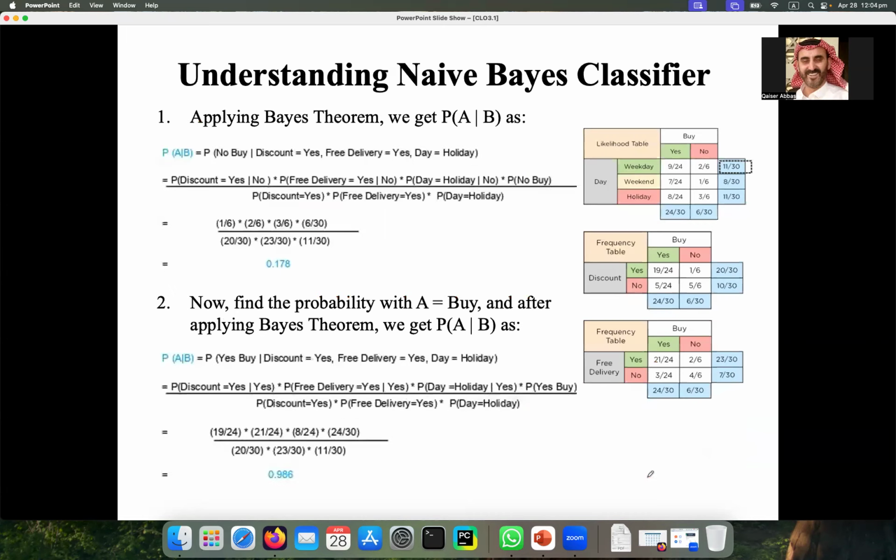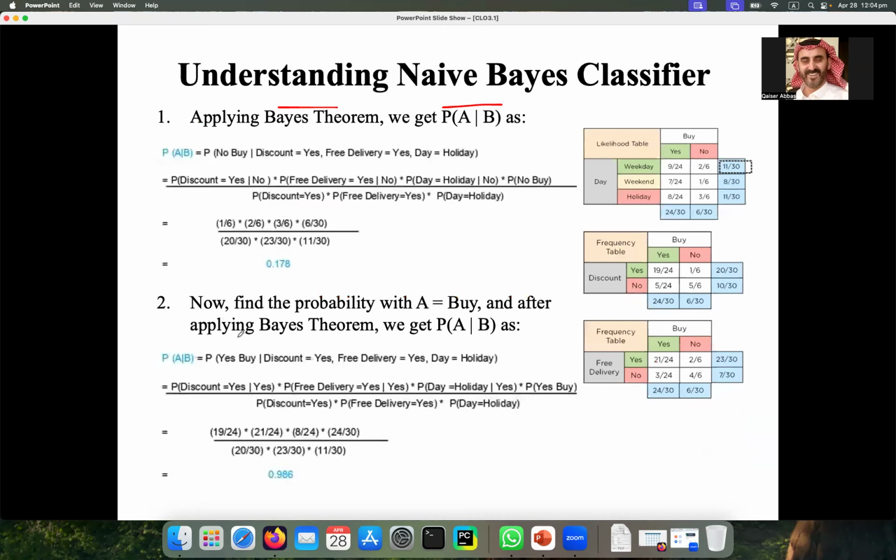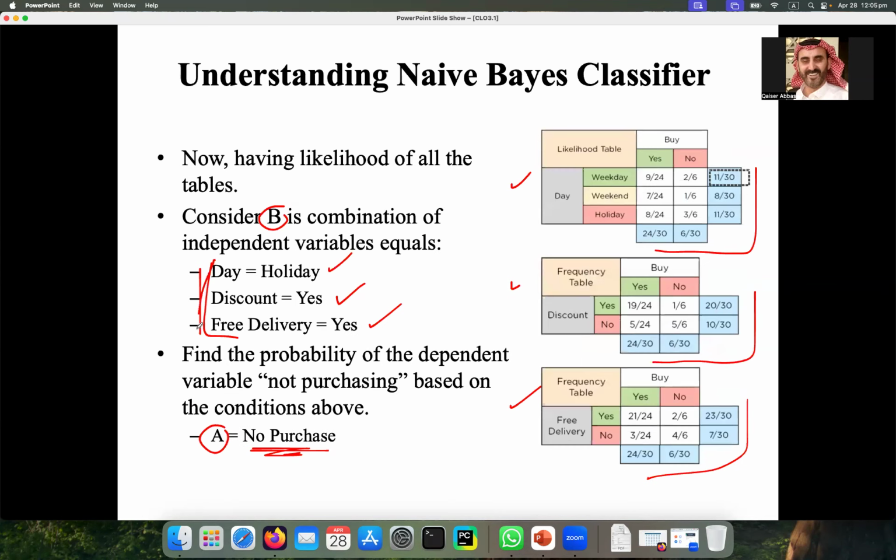So now look over here, all these tables again. And now by using the Bayes theorem, we have to calculate probability of A given B. Our A is no buy or no purchase, and this is B. So probability of A given B is what we want to calculate. So probability of no buy, A is no buy, and B is discount equal to yes, free delivery equal to yes, day equal to holiday. This was the B which is written here.